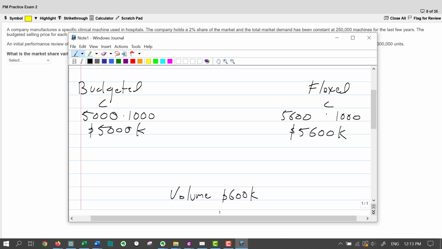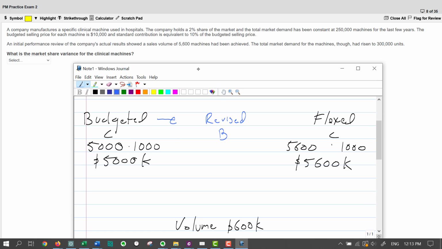Now, once you remember that, to find the market size and the market share variances, we need to add one more figure into this equation. And remember that if we're breaking a variance down, we need one more number. And that would be simply the revised budget. So I'm going to put over here, and we look in the story that the actual market size this year was 300,000. So the budget should have been 2% of 300,000, or 6,000 units.